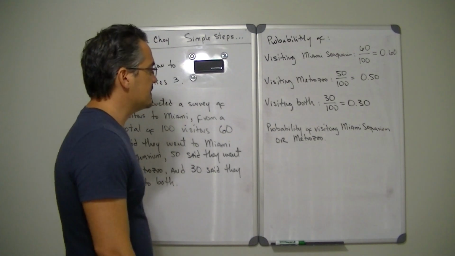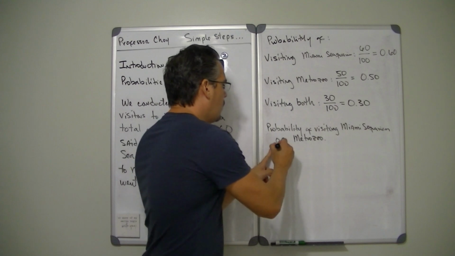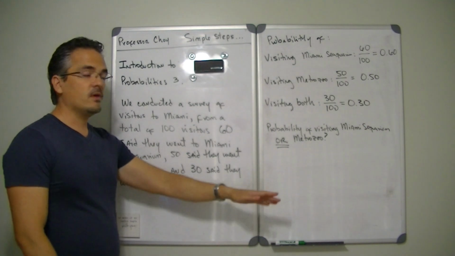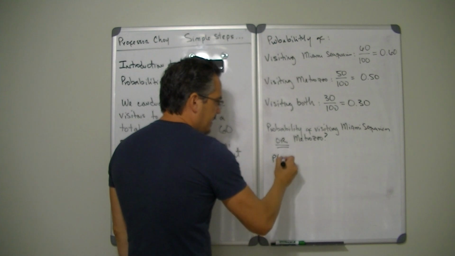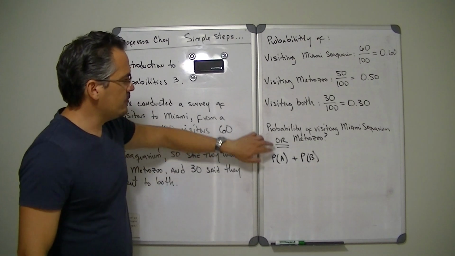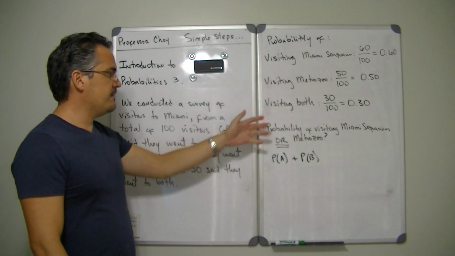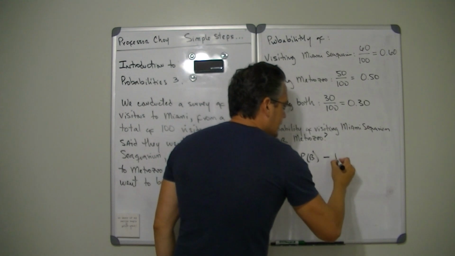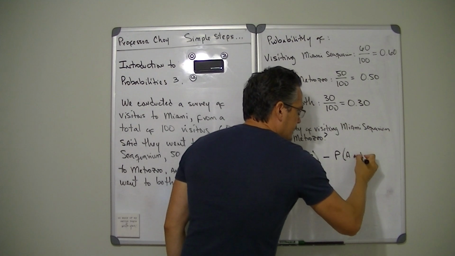So imagine that somebody asks you, what is the probability that somebody visit the Miami Seaquarium or the Metro Zoo? Well, the way you answer this one is you're going to do the probability of event A plus the probability of event B, because every time we say or, you got to add. But because this event could happen A and B at the same time, then we also have to subtract the probability of A and B.